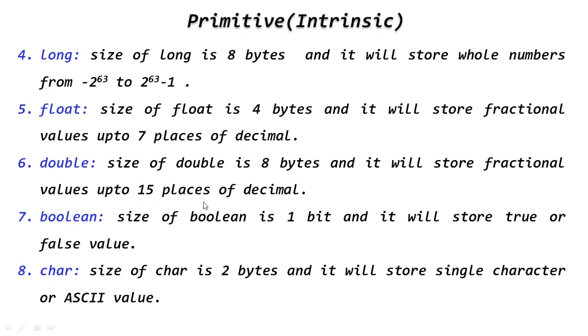And the seventh category is boolean, 1 bit, and it will store only true or false value. Then char, size of character is 2 bytes, and it will store a single character or ASCII value.